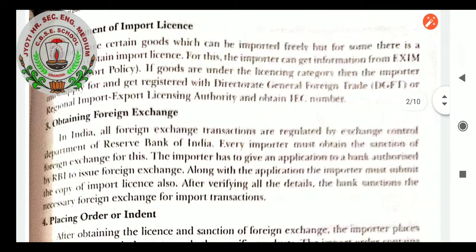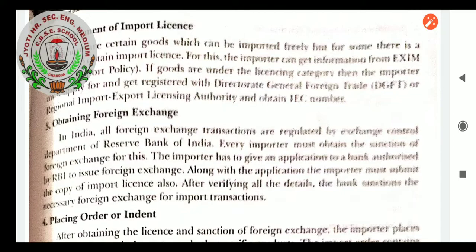Obtaining foreign exchange. In India, all foreign exchange transactions are regulated by the Exchange Control Department of the Reserve Bank of India. Every importer must obtain the sanction of foreign exchange. For this, the importer has to give an application to a bank authorized by RBI to issue foreign exchange. Along with the application, the importer must submit the copy of the import license also. After verifying all the details, the bank sanctions the necessary foreign exchange for import transactions. So, this is obtaining foreign exchange, students.